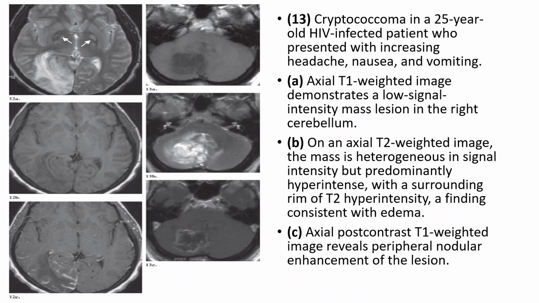Here we can see cryptococcoma in a 25-year-old HIV infected patient who presented with increasing headache, nausea and vomiting. First image is axial T1 weighted image demonstrating a low signal intensity mass lesion in the right cerebellum.